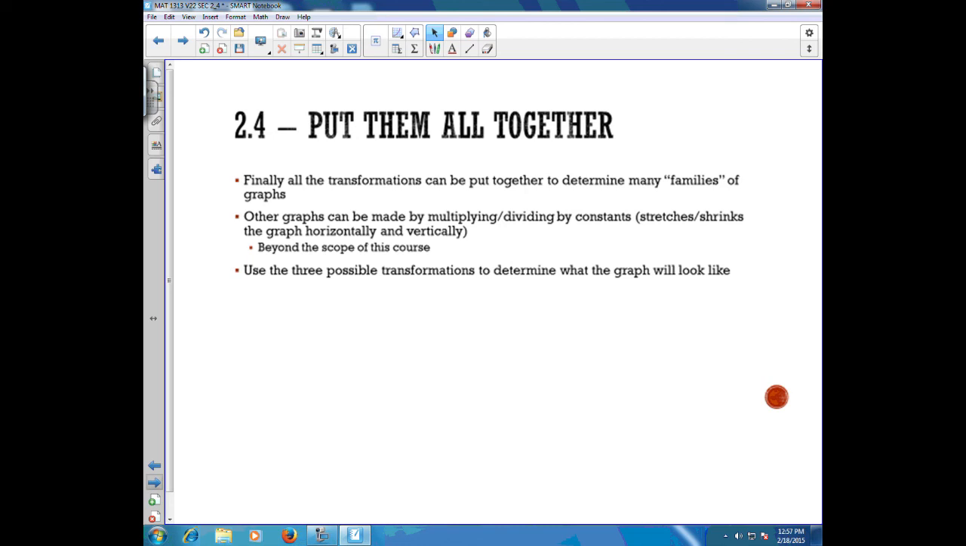So we can put all this together, right? All the transformations can be used to determine many families of graphs. All these graphs are related by their basic function, by their common function. Other graphs can be made by multiplying or dividing by constants. This will stretch or shrink the graph horizontally or vertically, but we're not going to talk too much about this at all. And you can use the 3 possible transformations to determine what the graph will look like.